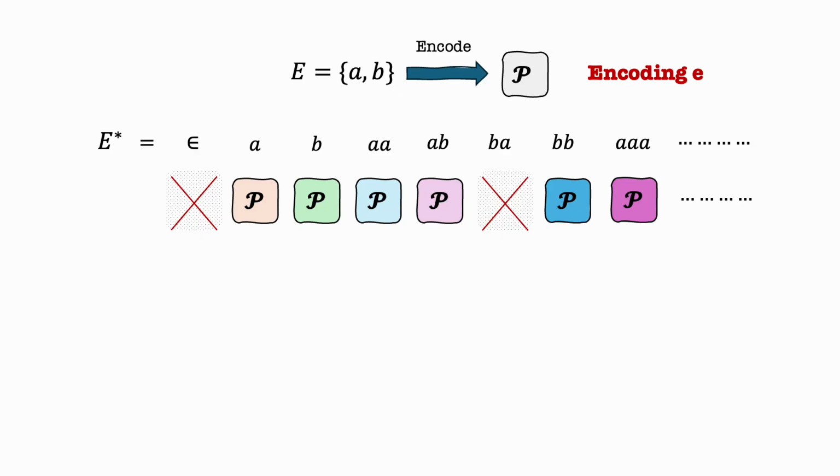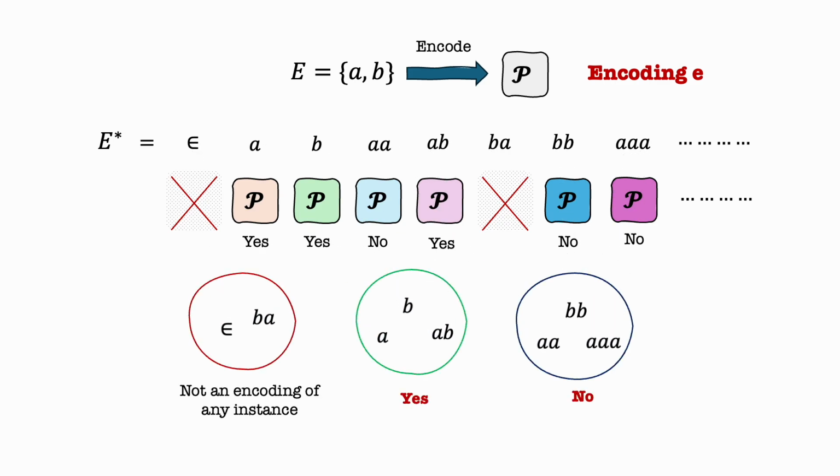Since P is a decision problem, there will be a subset of valid strings that encode instances of P with the answer no, and a subset of strings that encode instances of P with the answer yes. So we can categorize all possible strings into three groups: a subset of strings that are not an encoding of any instance of P, a subset of strings that encode instances of P with the answer yes, and a subset of strings that encode instances of P with the answer no.